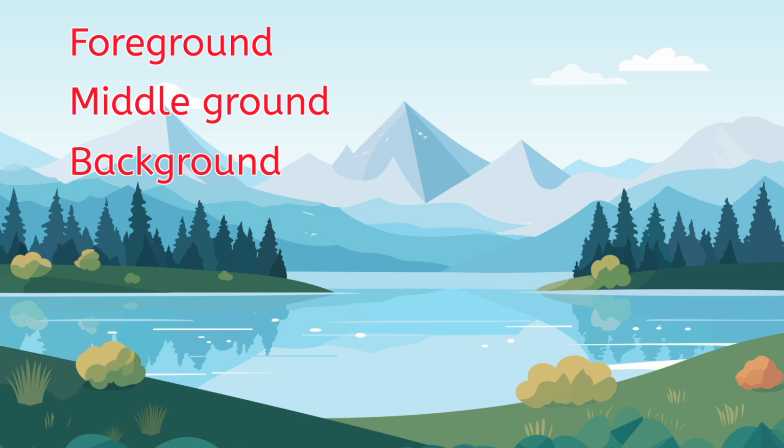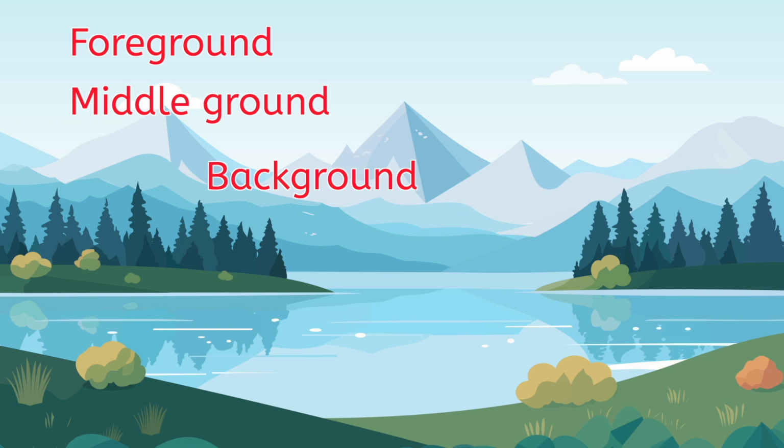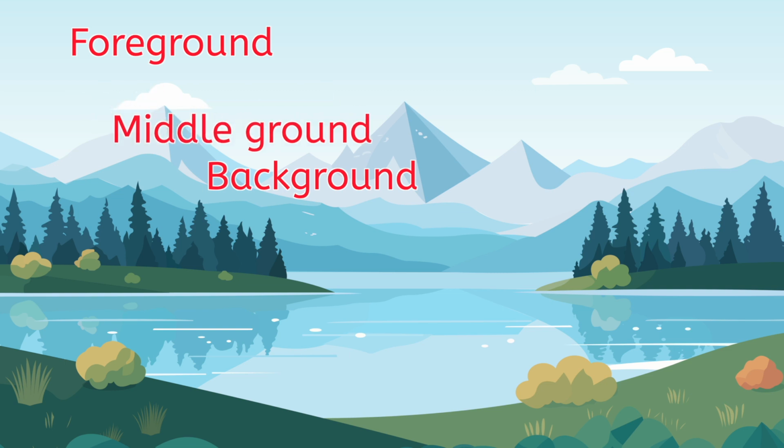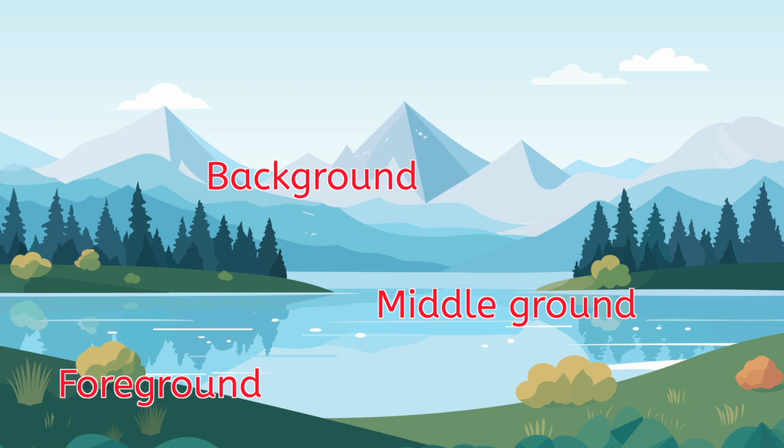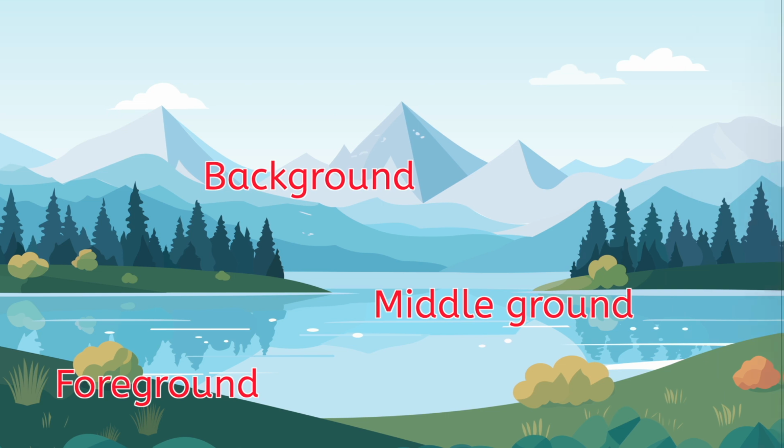Alright, so if we look at the words themselves, they basically tell us where they belong. Check out the background. It should be the farthest away, existing in the back. Then we have middle ground. Easy to find, right in the middle, yes. And lastly, we have foreground. Fore means in front or before. So in an artwork, the foreground is the part that's right in front of you, the closest to you.